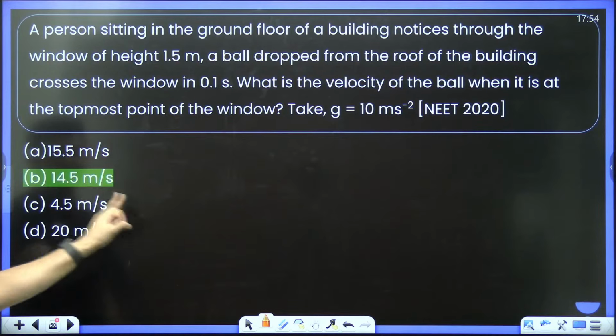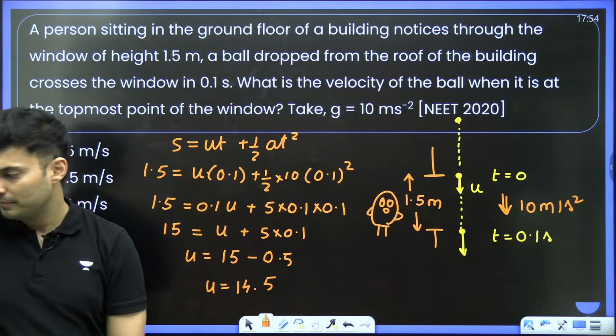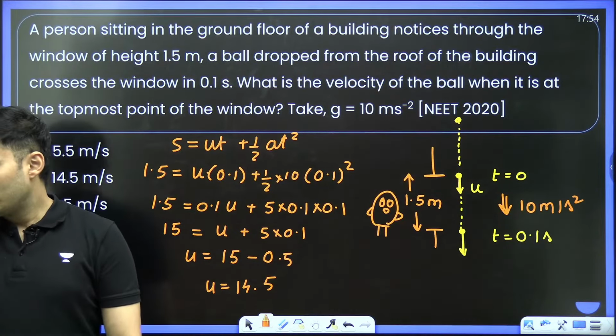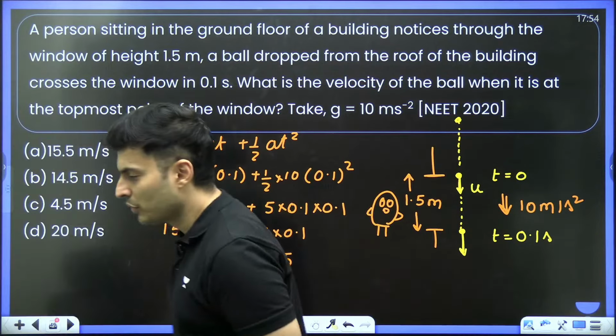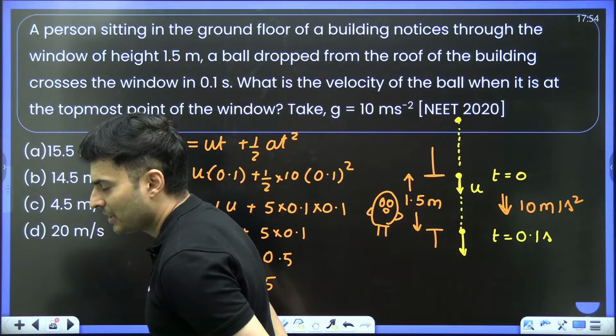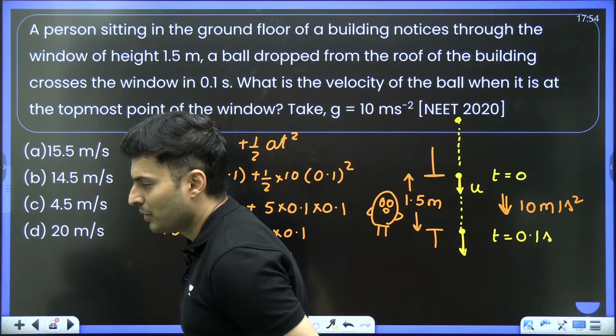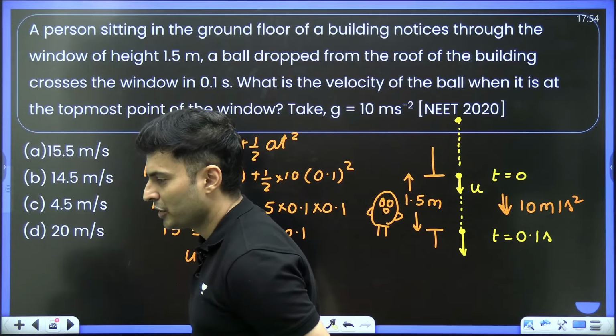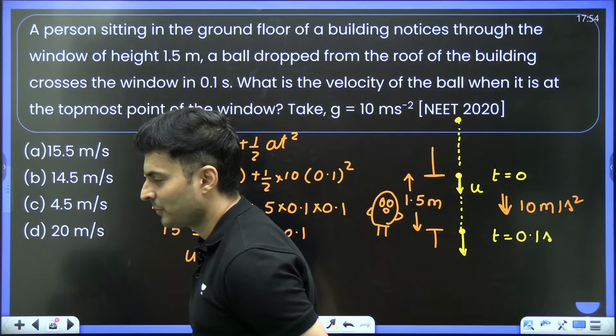14.5 is option B. Yes, done. That's the correct answer. It's option C. Yes, correcto. Very good, Mochi. Very good. Yep, it is option B. Priya, no, it is not 3. It is option B, bacha, 14.5.